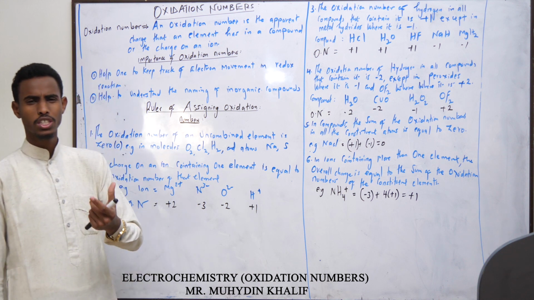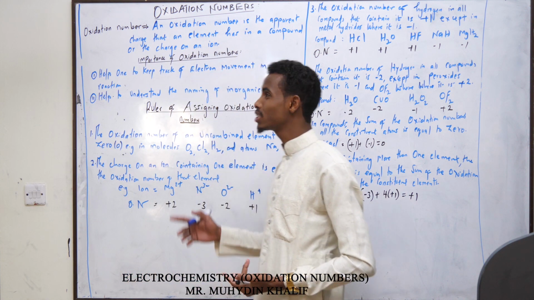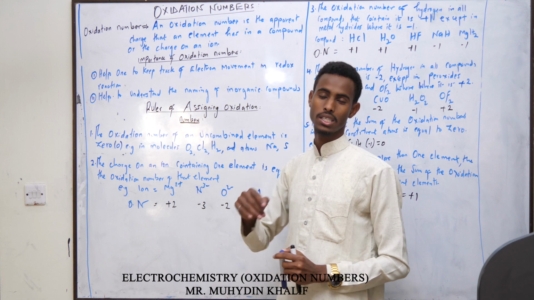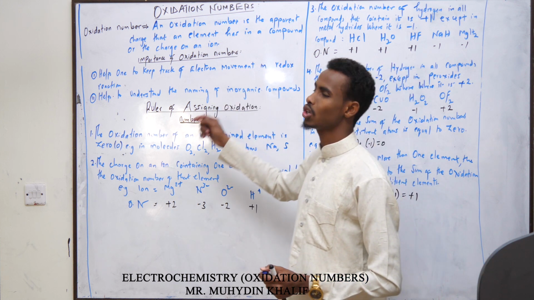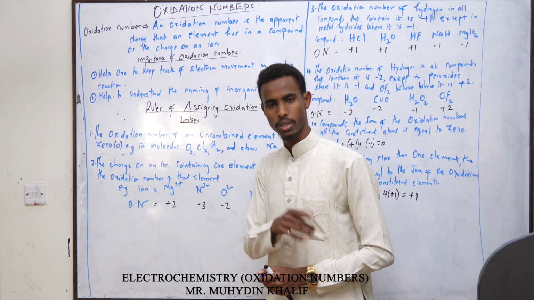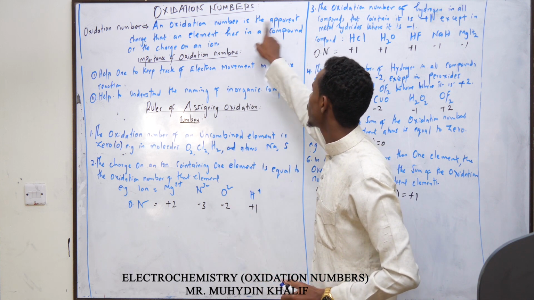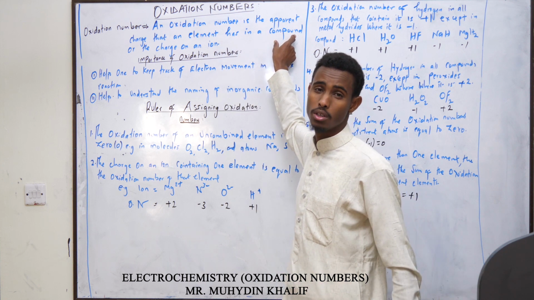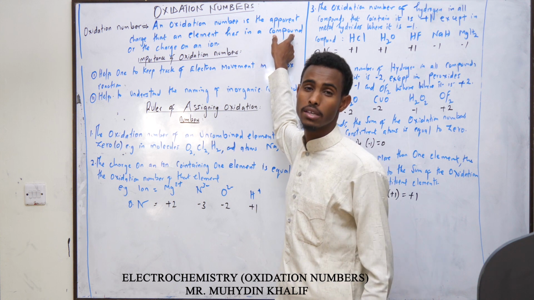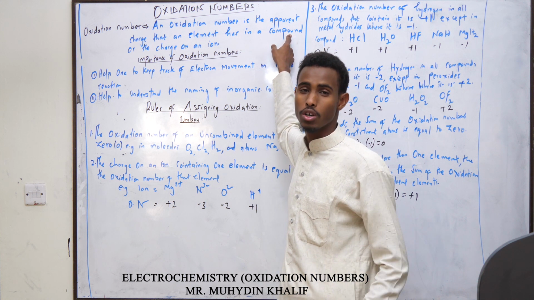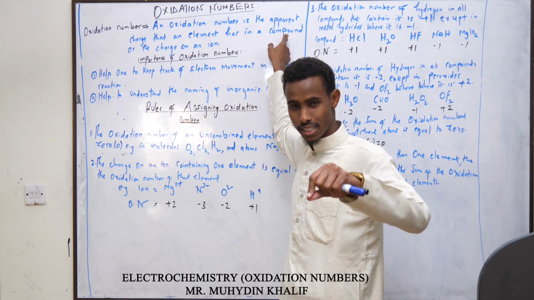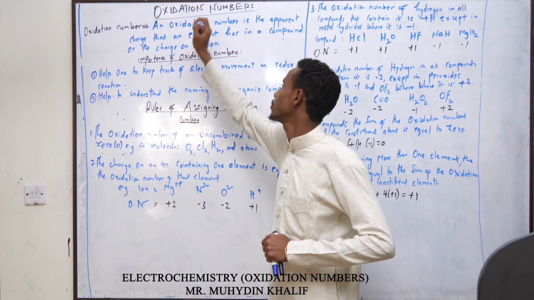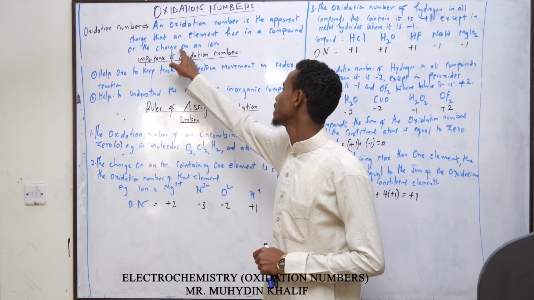Now, what is an oxidation number, class? You see, an oxidation number is the apparent charge that an element has in a compound, or the charge on an ion. Pay attention. The element can be in a compound such as sulfuric(VI) acid, potassium manganate(VII), potassium dichromate(VI), iron(III) oxide, iron(II) oxide. What is the charge that that element has in that compound? To find out, use the concept of oxidation numbers. Again, or the charge on an ion.